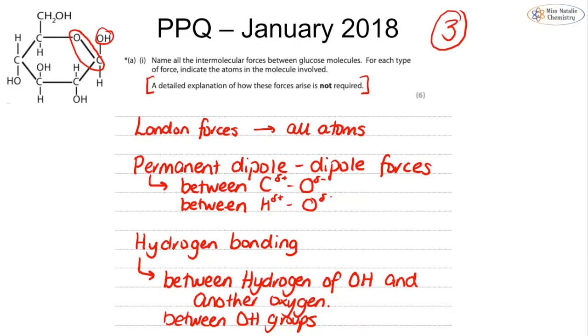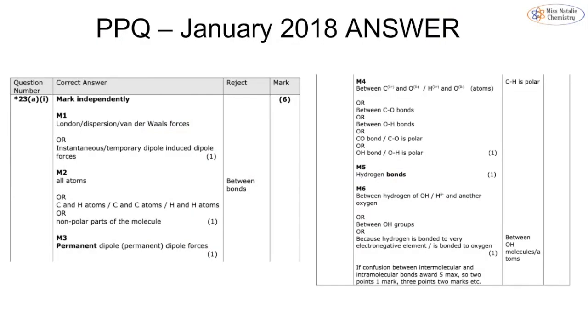So you get 1 mark for each of the naming of the forces, and then 1 mark for each of the atoms that they are between. And you can see there that we've got the mark scheme for this, so if you were trying this question yourself, you can have a look at the answer.